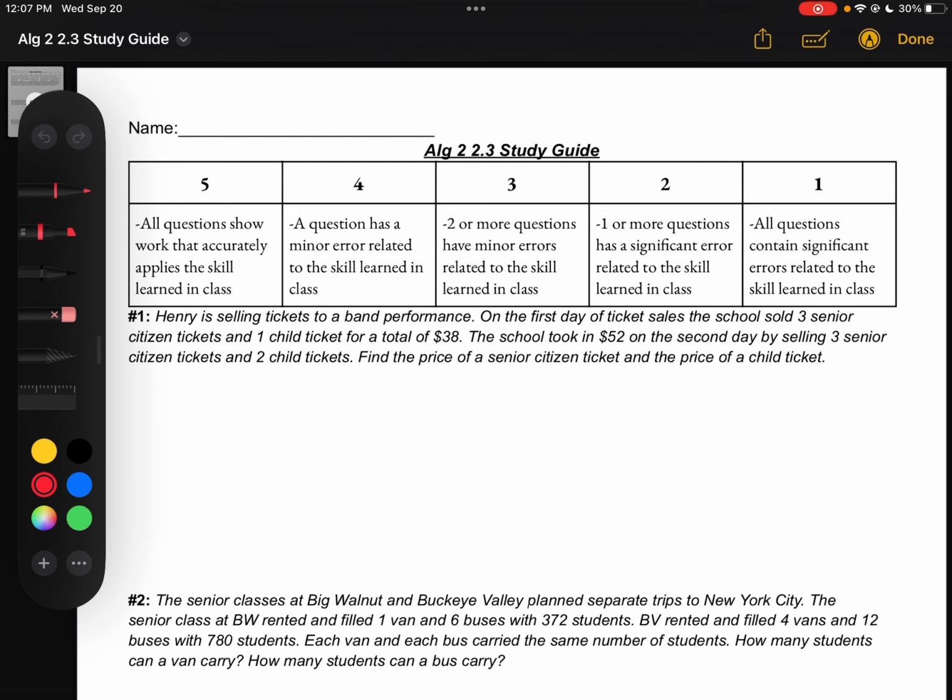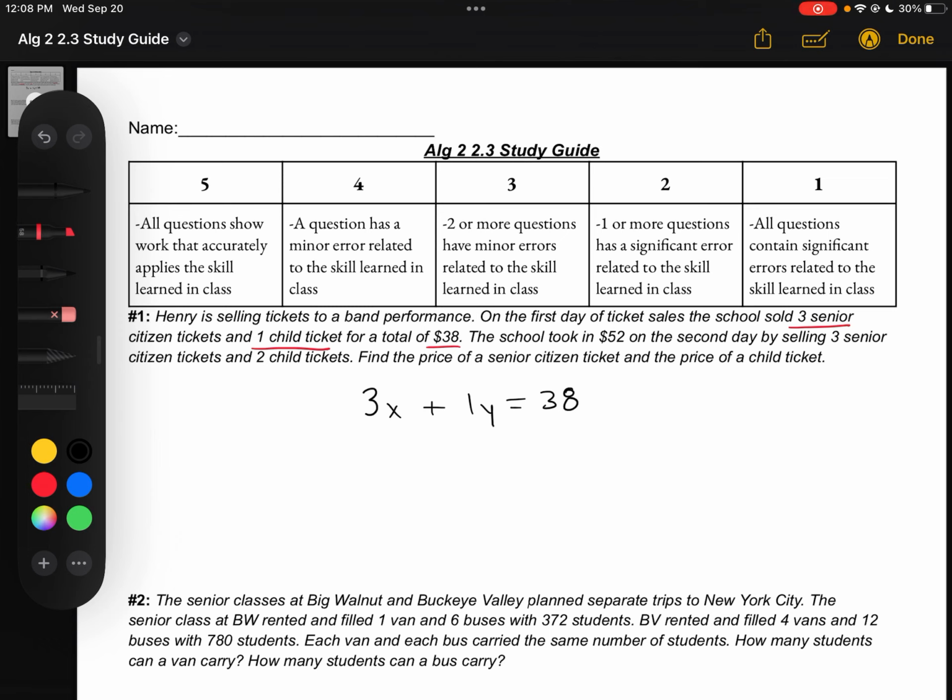All right, so looking at today's questions, we have to first determine if we have a quantity equation, and then take a look at if there is a numerical dollars equation. So looking through here, 3 senior tickets, 1 child ticket, total of 38. Looks like a pretty well-defined equation for us. So 3 seniors, 1 child, 38.